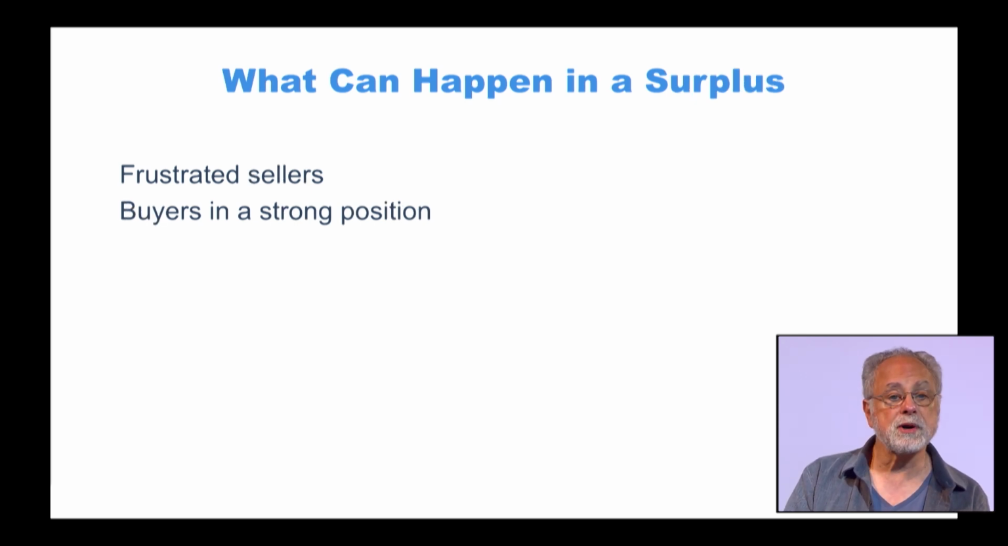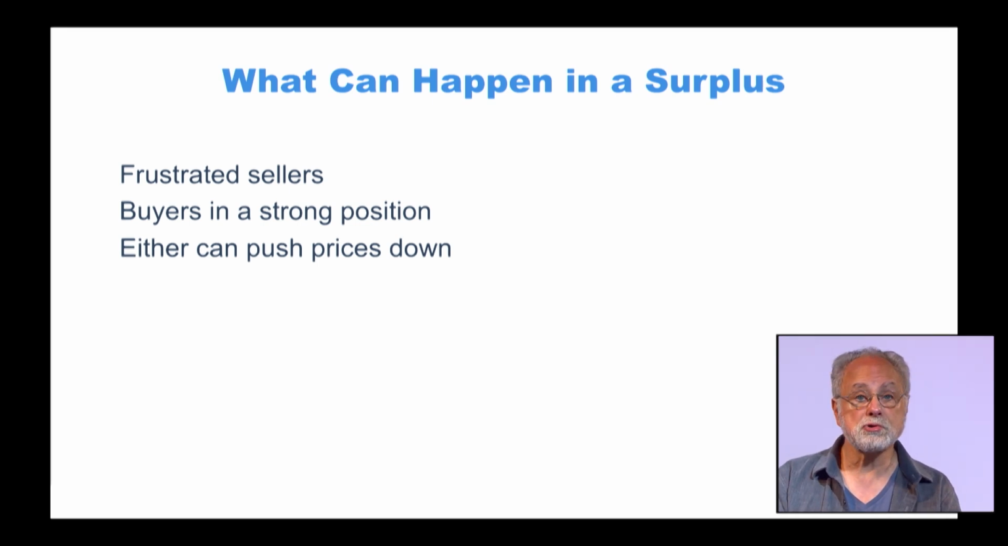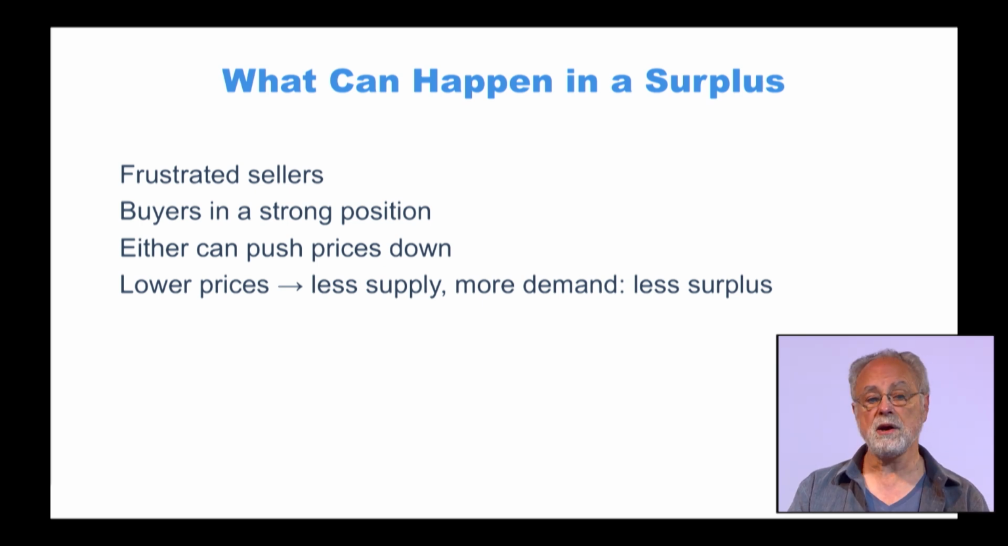The same story applies to a surplus. Here, it's the sellers who are frustrated. They have stuff that they can't sell, which puts the buyers in a strong position, and from either the buyer or the seller side, there can be pressure to drive the prices down, and lower prices will have a tendency to reduce the supply but increase the demand, offsetting that original surplus. So that's an internal process within the market that tends to reduce surpluses when they arise.